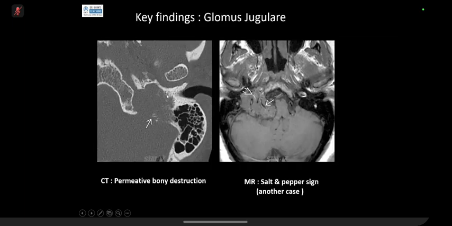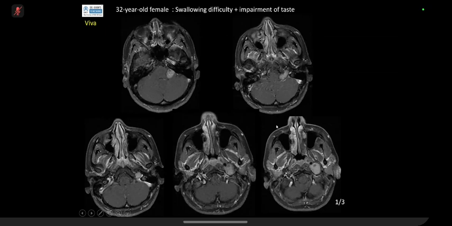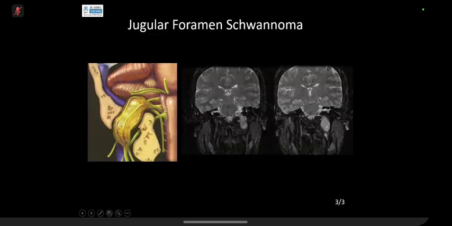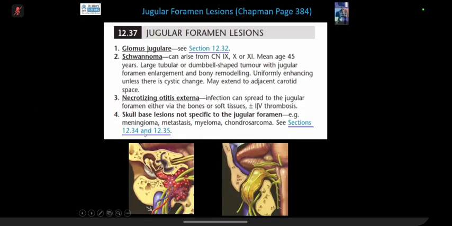Look here, look at the outline. This is permeative bony destruction. This is a schwannoma on an MR, which is enhancing, and it can be from any cranial nerve of this region. Wherever schwannomas are, they will cause bony expansion. This picture also tells you what the radiological features of a schwannoma will be.